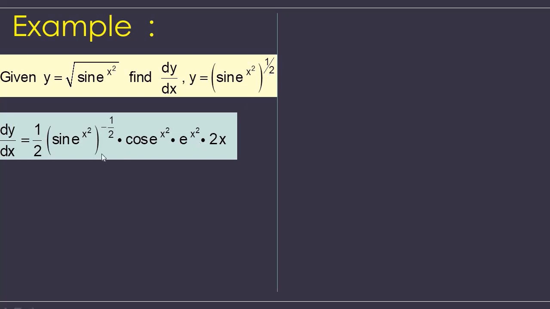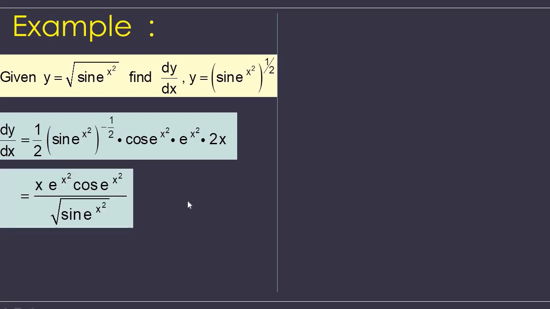Differentiate power 1 over 2, we get 1 over 2 sine exponent x square power negative 1 over 2. Multiply, differentiate sine, we get cos exponent x square. Number 3, differentiate exponent x square, we get exponent x square. And lastly, differentiate x square, we get 2x. As for the final answer, combine the solution.